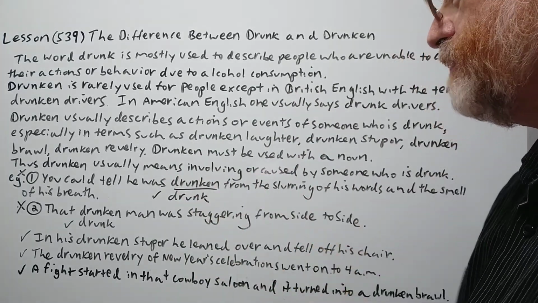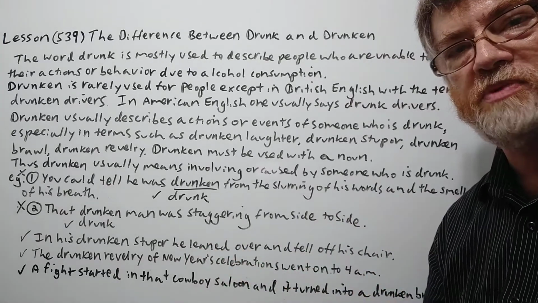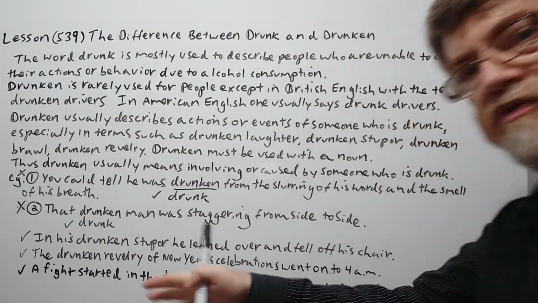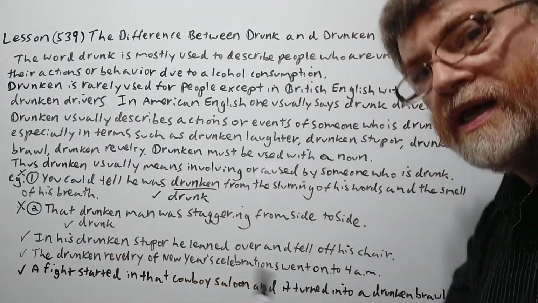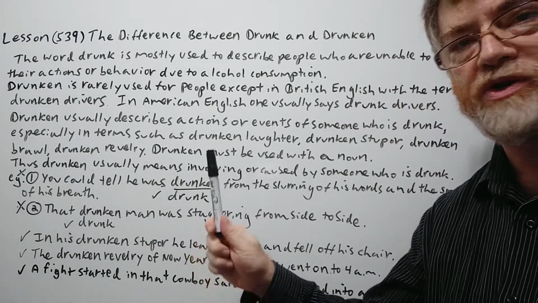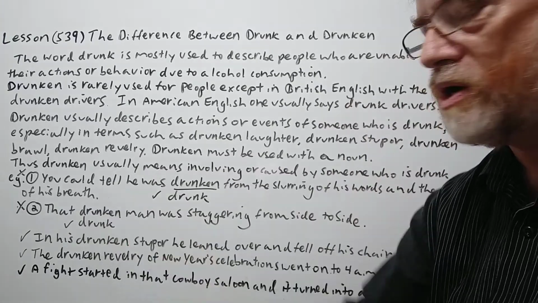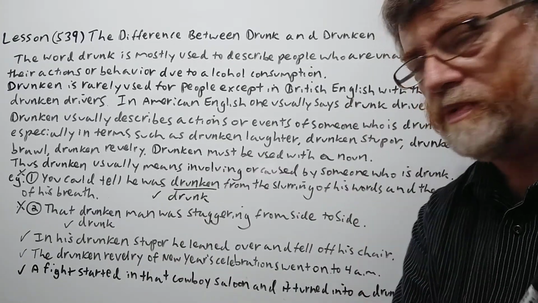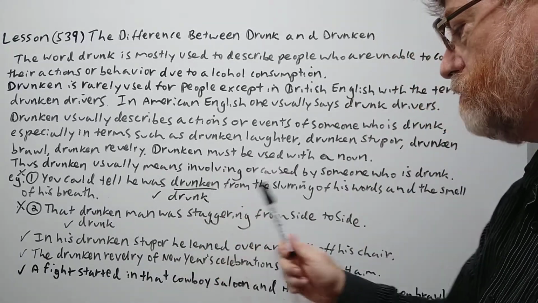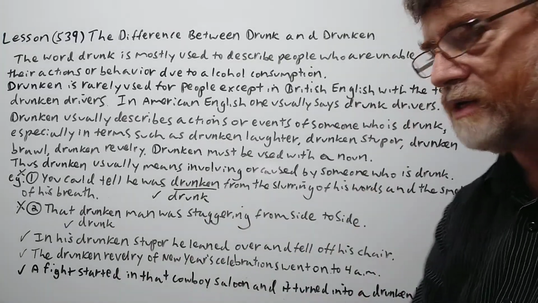All right, number 2 here. The drunken man was staggering from side to side. This is the way the drunk person walks, in an unbalanced way from side to side. Oh, like that. That is drunk. Drunken is actually wrong. Drunk is the correct way. So with the X, of course, drunken would be wrong. Drunk would be correct. So you could say that drunk man was staggering from side to side. That would be correct. Drunken would be incorrect.